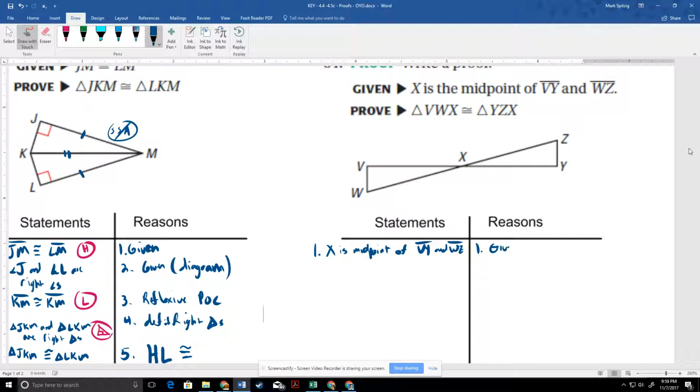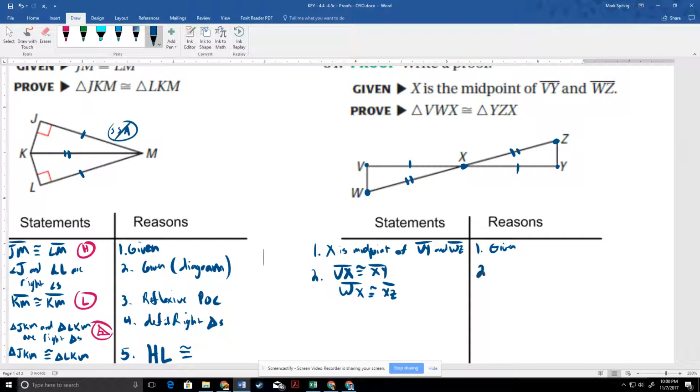So that's the given. What we can do with that is say, if X is the midpoint of VY, that means it's splitting VY in half. So we know that VX is congruent to XY. And not only is X the midpoint of VY, but also of WZ, which means it's splitting WZ in half into WX and XZ, two congruent segments. A midpoint splits a segment into two congruent segments. So I could also say in the same step 2 here that WX is congruent to XZ.